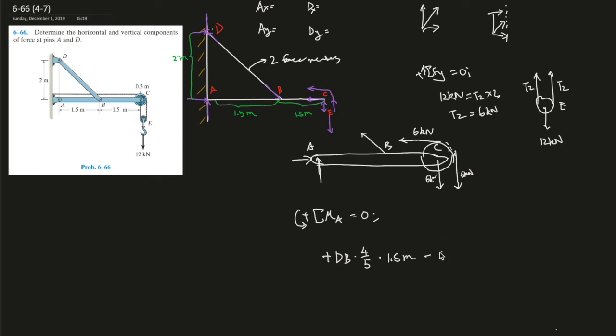6 kilonewtons times, there's the altogether, this is 3 meters, right? 3 meters, and minus this force is going in this direction as well, clockwise. So it's 6 kilonewtons, and be careful, right over here. Here's 0.3 meters, so it's 3 plus 0.3, so it's times 3.3 meters, right?